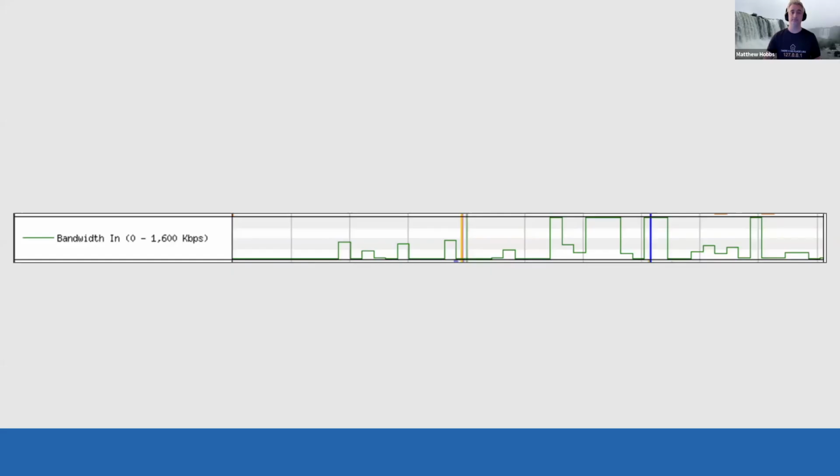Number 5, bandwidth in. This graph gives you an idea of the data flowing into the browser at any point in time during the page load. The absolute scale isn't particularly accurate, but it's roughly related to the max bandwidth allowed on the connection. In this example, the max bandwidth is 1,600 kilobits per second, and this equates to a 3G connection.